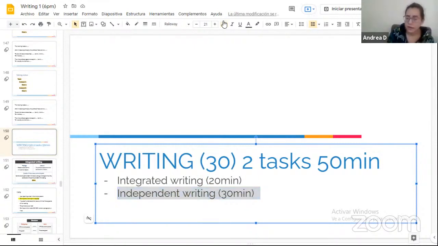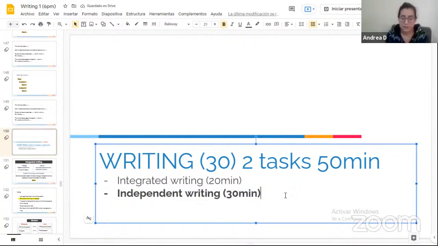Right, so I don't know if you're wondering what this means, integrated and independent. Basically, the independent writing is gonna be you writing an essay based on a question they give you, but your own thing. So you're gonna tell your opinion about a topic. Whereas the integrated writing is gonna be you summarizing a certain material that they give you. So that's the difference. And again, we're gonna be working on the independent writing today. So, all right, let's get into it.